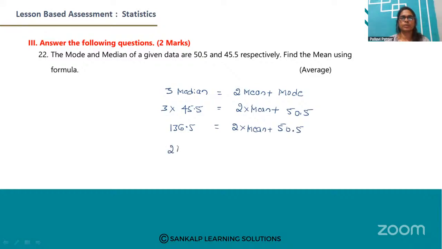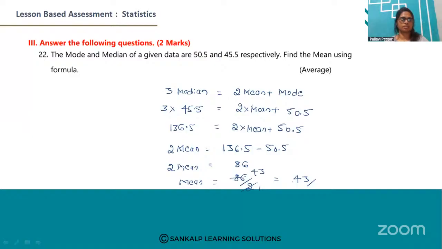So 2 into mean is equal to 136.5 minus 50.5. 136.5 minus 50.5 is 86. So this is 2 into mean. So mean is equal to, divide both sides by 2, 86 divided by 2. 2 ones are 2, 2 fours are 8, 2 threes are 6. So mean is equal to 43. So therefore mean is 43.